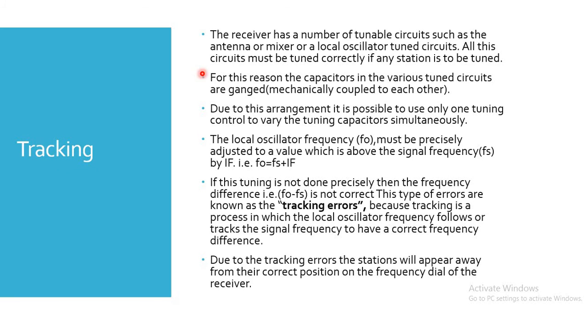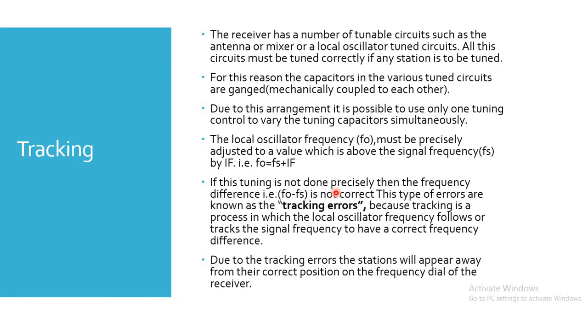Next one is the tracking. The receiver has a number of tunable circuits, such as the antenna, mixer, or local oscillator tuned circuit. All these circuits must be tuned correctly if any station is to be tuned. For this reason, the capacitors in the various tuned circuits are ganged, mechanically coupled to each other. Due to this arrangement, it is possible to use only one tuning control to vary the tuning capacitors of all the devices simultaneously. The local oscillator frequency Fo must be precisely adjusted to a value above the signal frequency Fs by the IF, that is, Fo equals Fs plus IF.